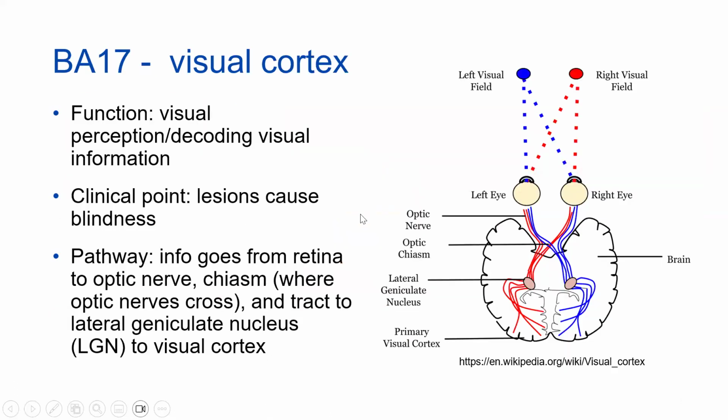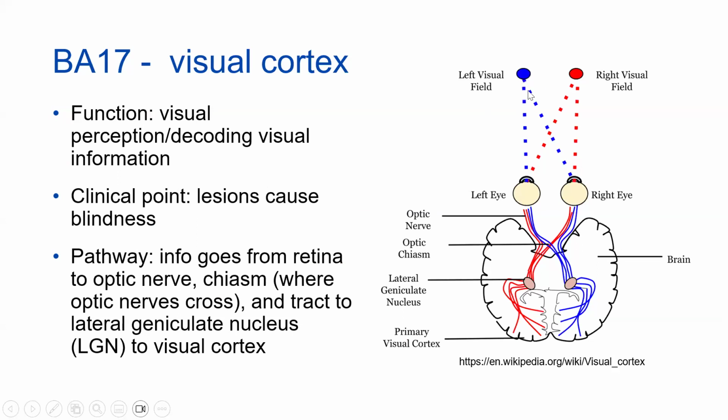Now, Brodmann area 17, the visual cortex. It's important for visual perception and decoding visual information. So being important for vision, a clinical point is that lesions, which means damage, cause blindness. We went into the pathway involving this decoding of visual information during one of our previous lectures, but I'll just briefly go over it now.